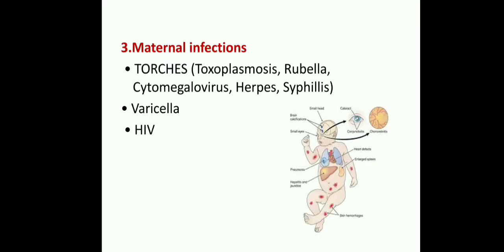And the next one is maternal infections, like when the mother has TORCH infections, that may also lead to congenital malformations. Here, what does TORCH mean? Toxoplasmosis, rubella, cytomegalovirus, herpes and syphilis. These are some causative maternal infections that may affect the baby in the womb. They may be related to some congenital malformations, associated with malformations all over the baby. And varicella zoster infections may also lead to them, and HIV infections. These maternal infections may be associated with the malformations.